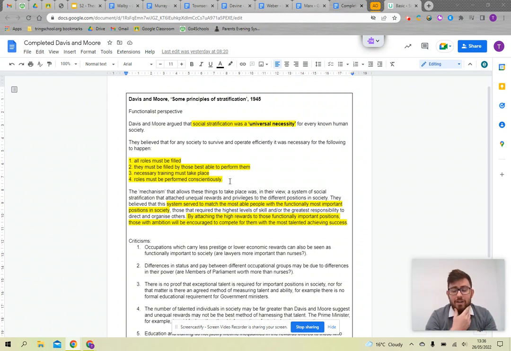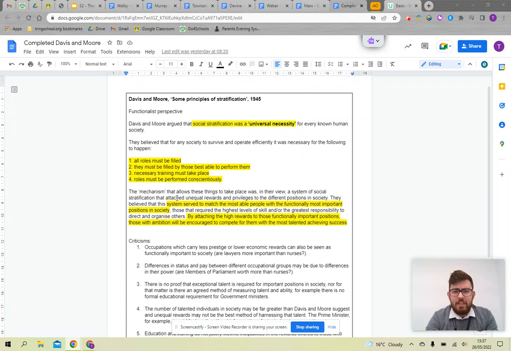Again, go back to the heart surgeon idea. If you were a heart surgeon and you weren't performing your role conscientiously, you'd probably have most of your patients dying, which is quite morbid, really. But you need to perform your role to the best of your ability, is what that's really trying to say. Okay, so if all those things happen, we've got a perfect society, according to Davis and Moore.